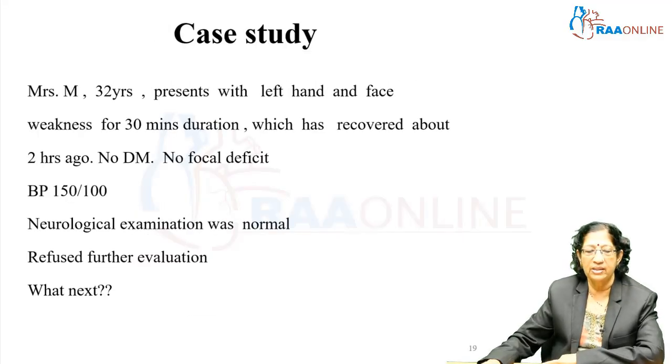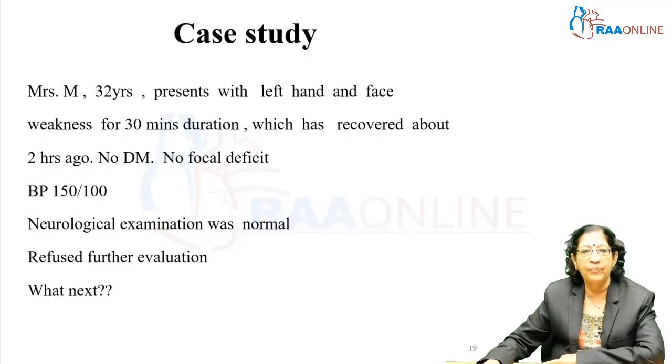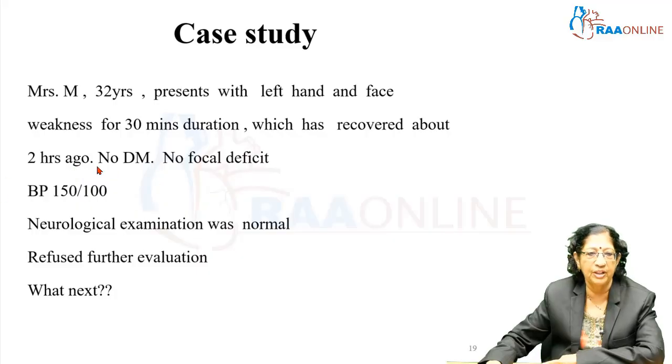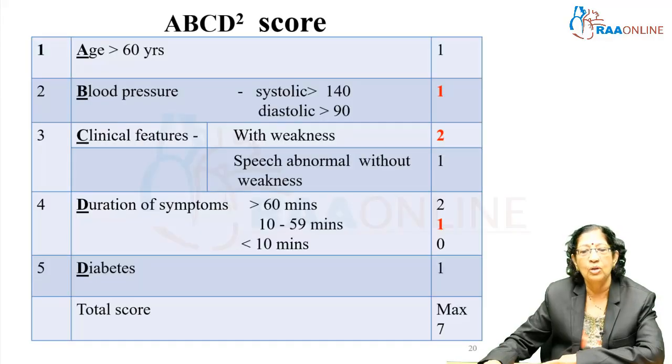We will just go through some cases. This is Mrs. M, a 33-year-old lady who presented with left hand and face weakness, and this had lasted for about 30 minutes and had recovered, and she came to the hospital 2 hours after the recovery. At that time she was not a known diabetic and there was no focal deficit. Only problem was her BP was on the higher side, 150/100. Neurological examination was normal, and she just wanted to know what to do next, and she was not very interested in doing further evaluation, though she was told about the recurrence rate.